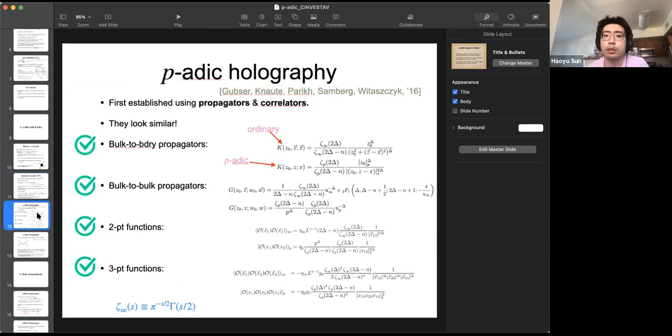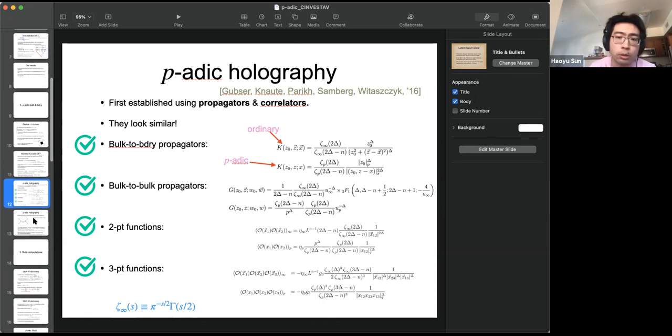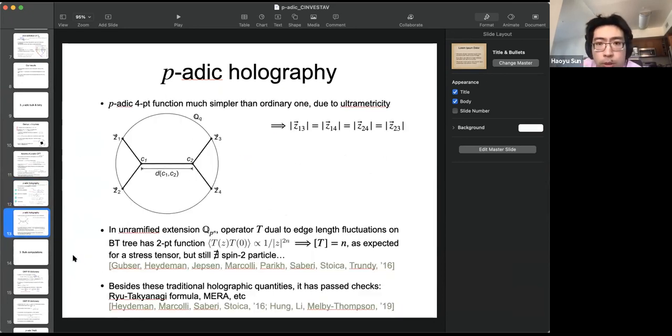And p-adic holography was first established back in 2016 using propagators and correlators. So here I just list the results for ordinary holography and p-adic holography side by side, and you can see that those formulas are very similar for each of these key ingredients. These formulas are not important at this point. This is just to show how the foundation is laid. And then here we have 2-point and 3-point functions. The 4-point function is much simpler than the ordinary one, basically due to the ultrametricity we talked about earlier.